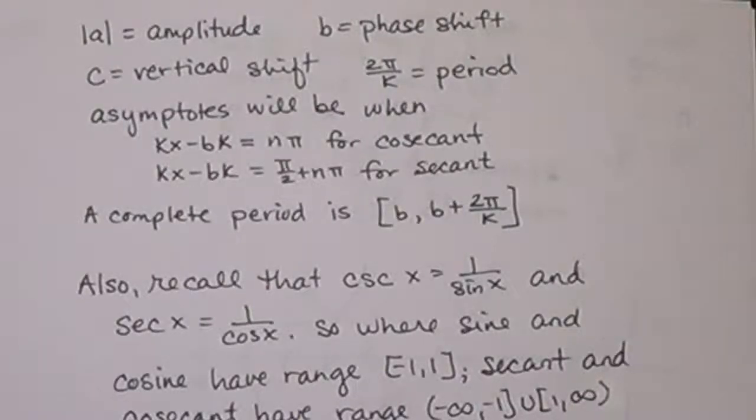Now again, just like with our sine and cosine, we can graph these functions for basically any values on the domain, but usually we want to start out with just a single period. And we want the practical period, which is going to be based on where those initial asymptotes and the initial period is. And so one complete period for both the cosecant and the secant curve is going to be from b to b plus 2 pi over k. So again, just like what we had for our sine and cosine.